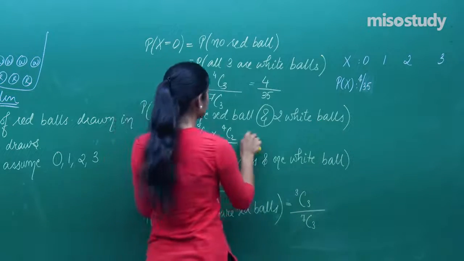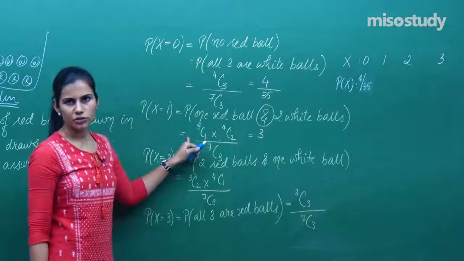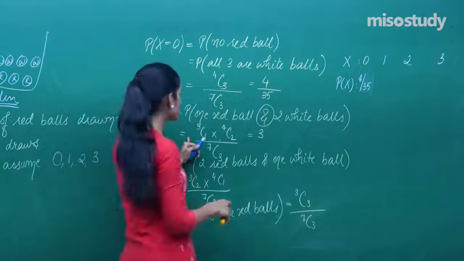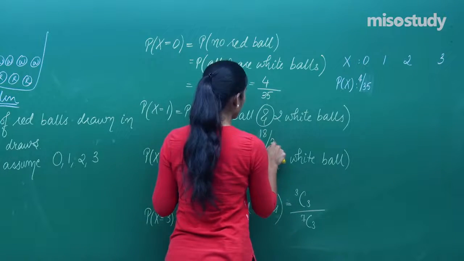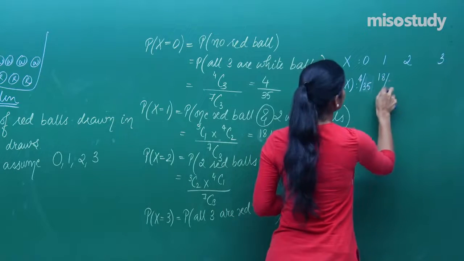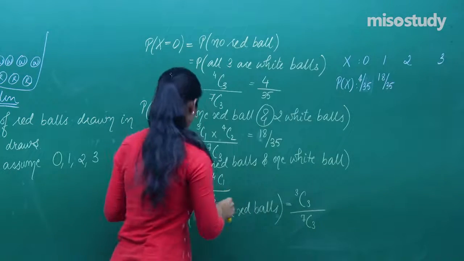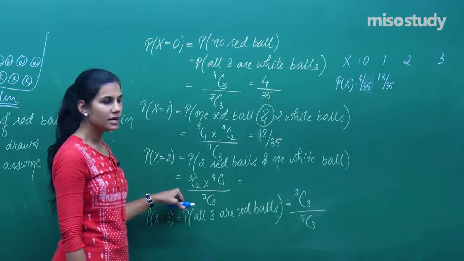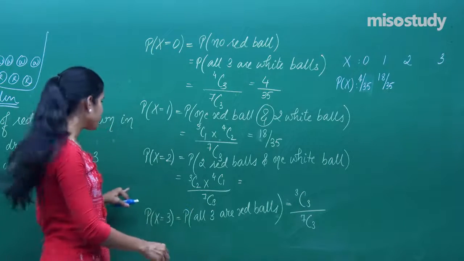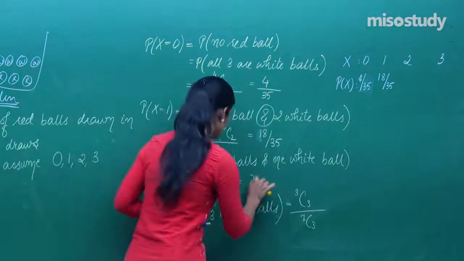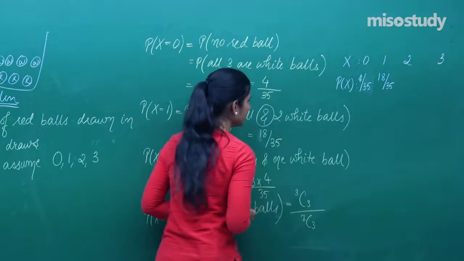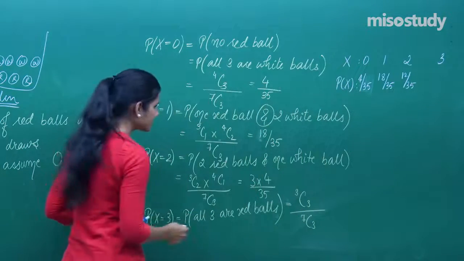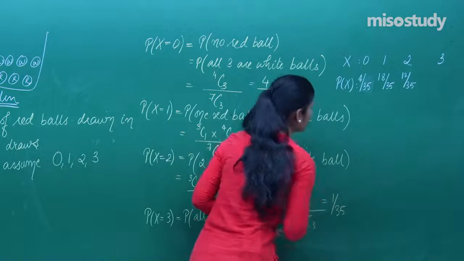Next you have 3C1 is 3. 4C2 is 4 factorial upon 2 factorial into 2 factorial. So it is 4 into 3 into 2 upon 4, that gives you 6. 6 into 3 is 18 upon 35. Then you have again 3C2 is what? 3 factorial upon 2 factorial, that means 3 into 2 upon 2. 3C2 is 3, into 4 upon 35. This gives you 12 upon 35. And this gives you 1 upon 35.